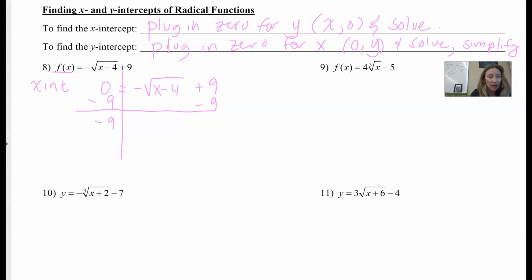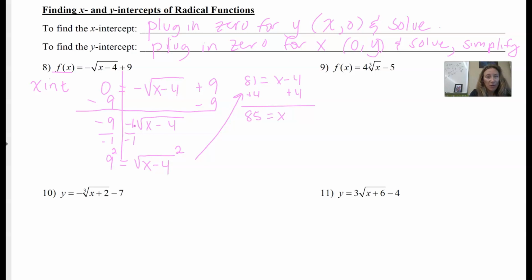And I have negative 9 equals negative rad x minus 4. So that's a negative 1 times the radical. So I'm going to divide both sides by negative 1. That gives me positive 9 is equal to the square root of x minus 4. And to get rid of the radical, we square both sides. I get 81 is equal to x minus 4. I'll add 4 to solve. And I get 85 is equal to x.